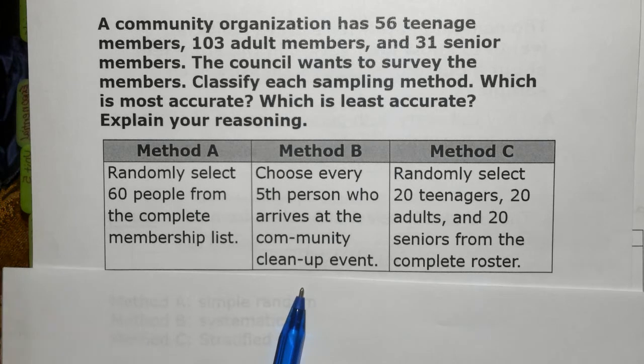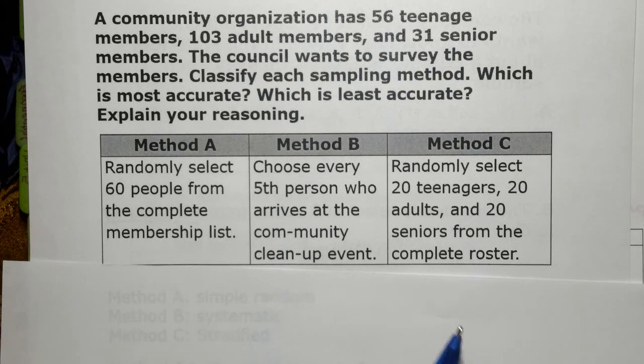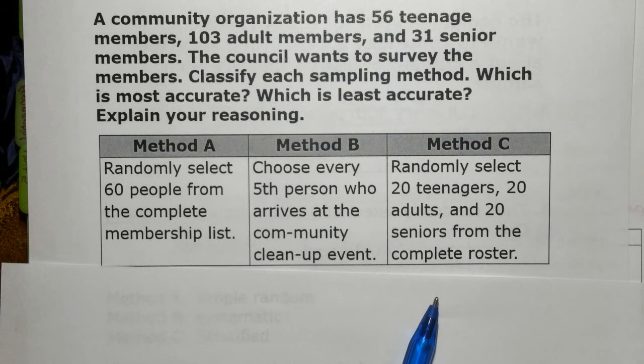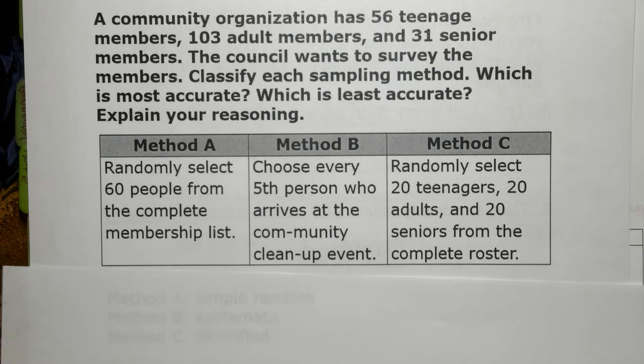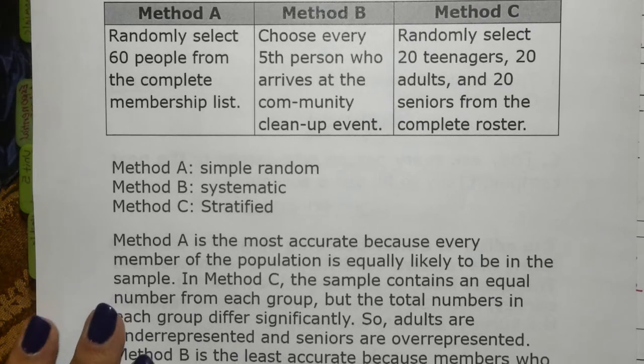Method B. Choose every 5th person who arrives at the community cleanup event. Okay? Whenever you see that 5th, you know it's systematic. And then randomly select 20 teenagers, 20 adults, and 20 seniors from the complete roster. Okay? That is stratified. Okay?